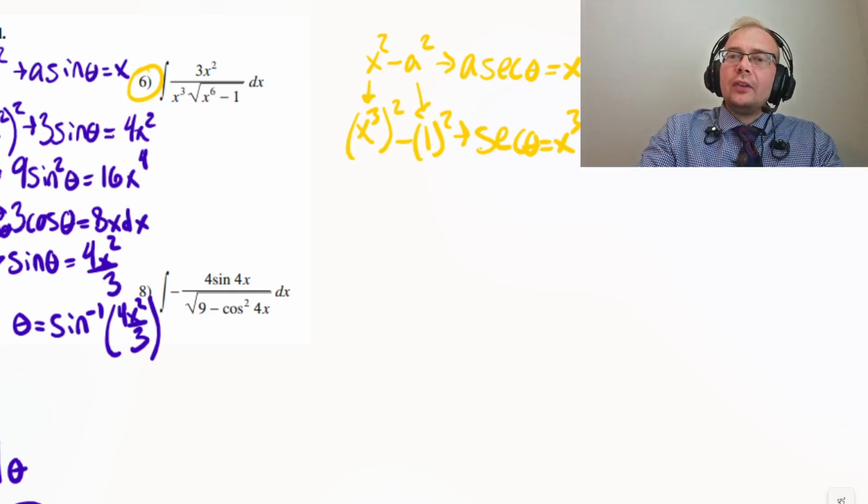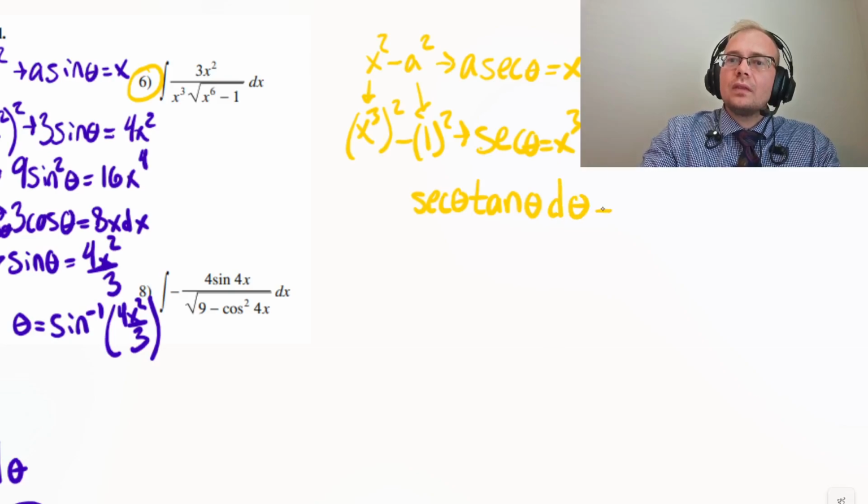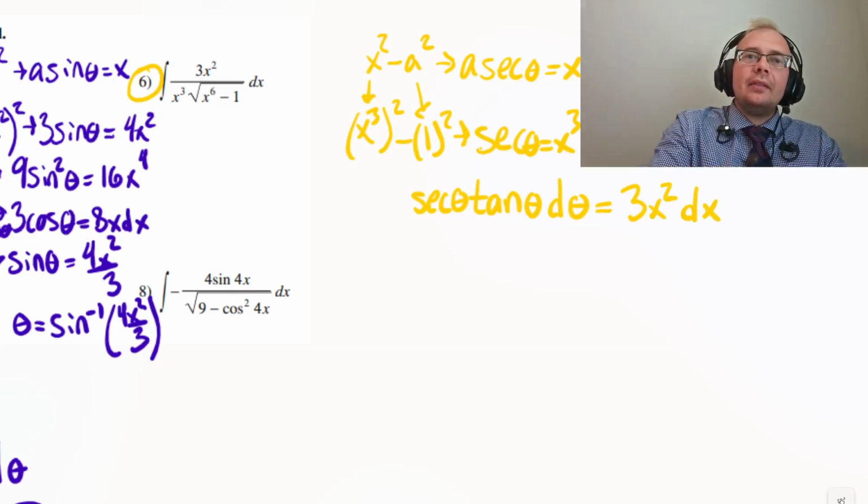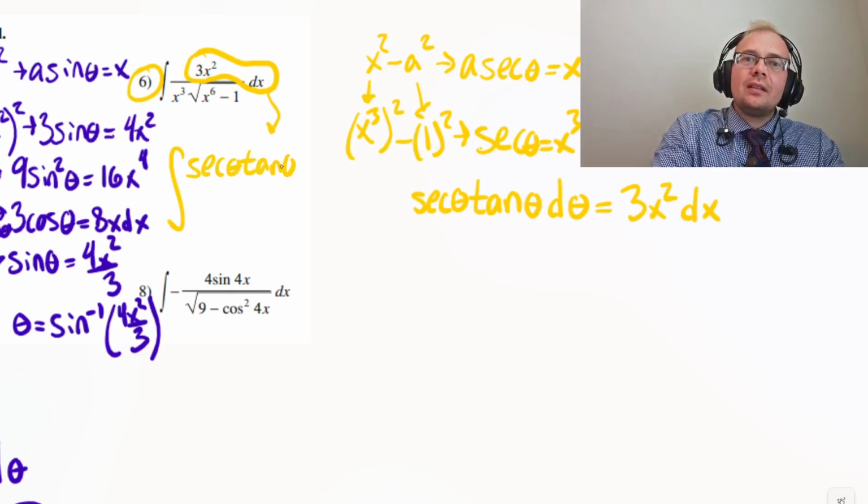But we will want to take the derivative. So the derivative of secant is secant tangent. And then the derivative of x cubed is 3x squared. So there you have it. And that's literally this again. So that whole part right there turns into secant theta tangent theta d theta.